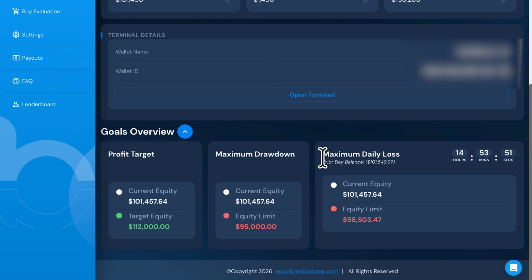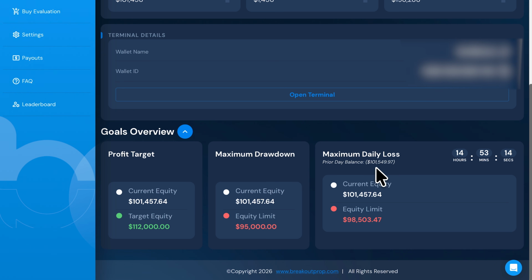Now, the next one is maximum daily loss. This is the maximum amount of money you are allowed to lose in a day, and it is always 30%. This one is the same for any account you are getting. It is always 30%. So it means that you must not lose more than 30% of your previous day balance. You can see right there, my prior day balance, that is my balance yesterday, was $101,549.